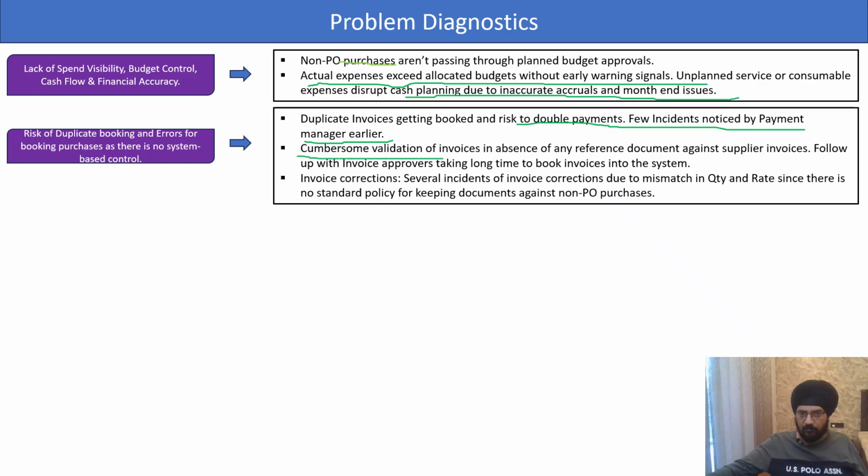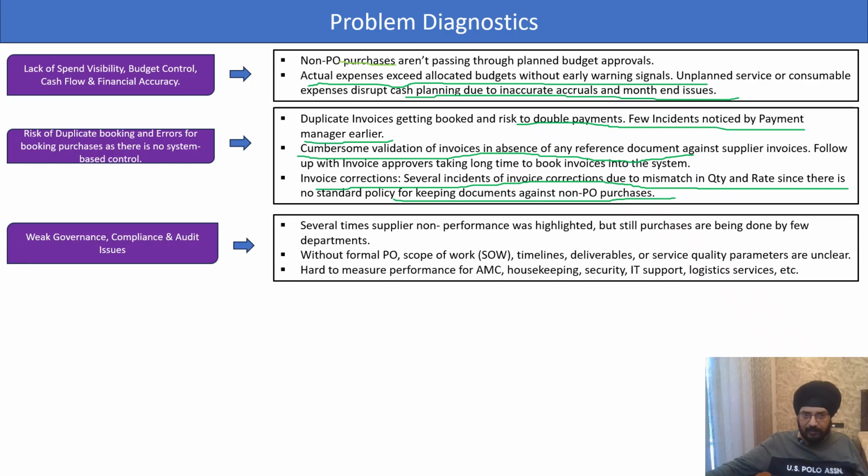Hence, validation of invoices itself is a challenge because again, service note is not always available with these kind of expenses. Invoice correction, several incident of invoice correction due to mismatch in quantity and rate, since there is no standard policy for keeping the document against the non-PO purchases. So all these consequences are there because there is no PO. Had these expenses been backed by PO, then we would have a proper PO policy and adherence to the PO rules and regulations. But in absence of that, these are some of the natural consequences that will follow.